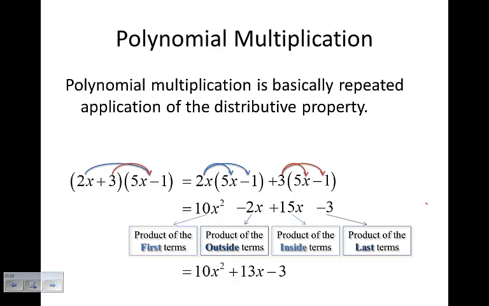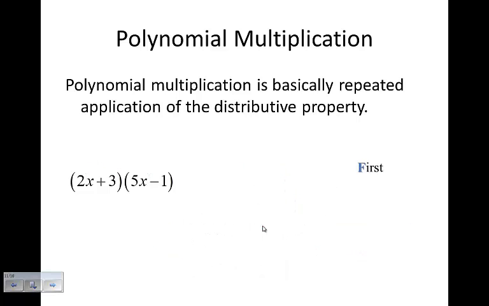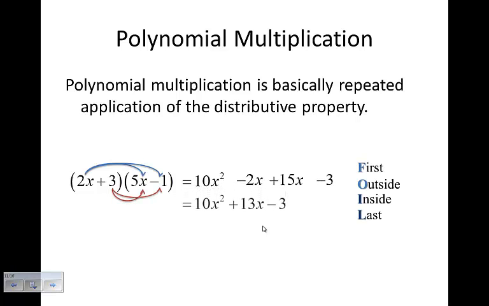So we would come up with 10x squared plus 13x, because again, these are the similar terms right here, the negative 2x and the 15x, and then we'd have the minus 3 at the end there. That's also known as FOILing, as you guys know that from this year.